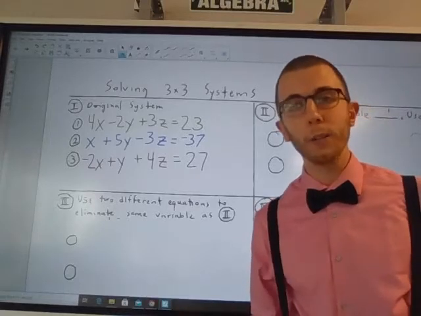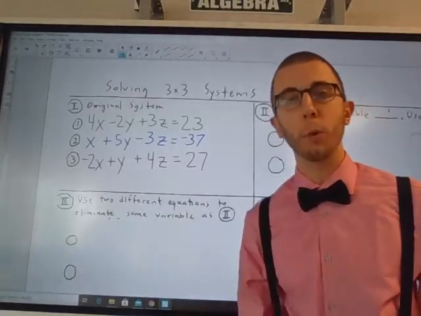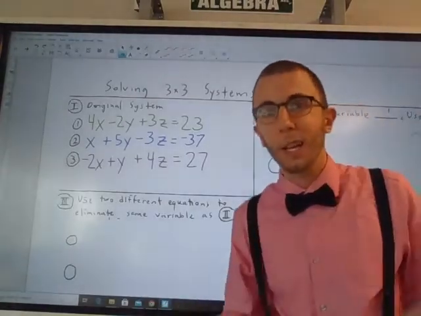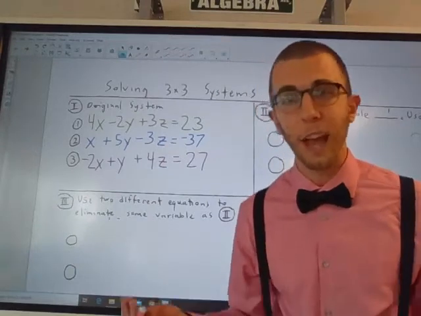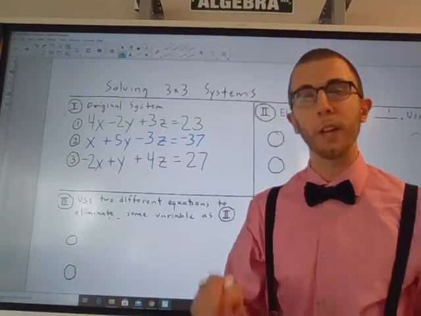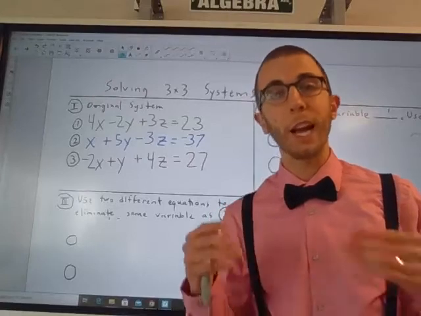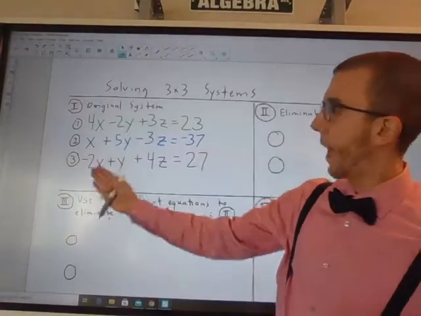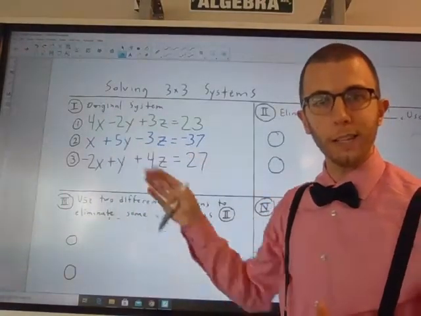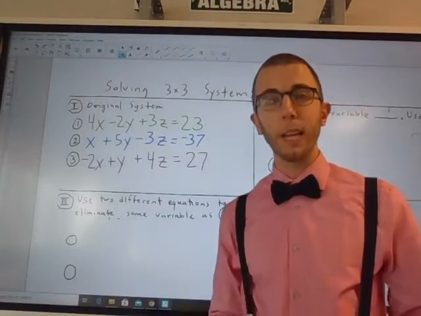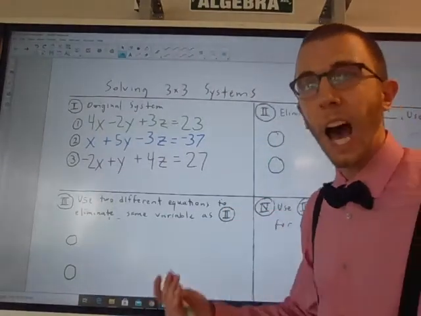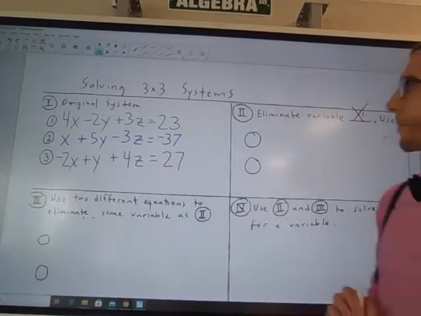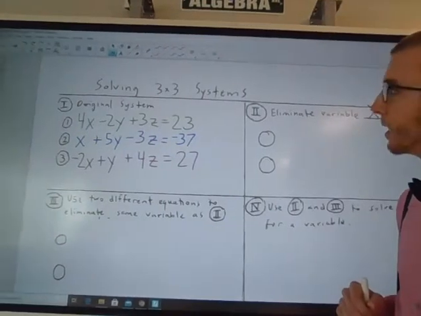And there's no right answer here. You can choose whichever one you want, whichever you're more comfortable with. But make sure you have a reason. Don't just say, I'm going to do Z because Z is the last letter and no one likes it. Okay, that's not fair to Z. Make sure you think about it first, have a good reason and a good idea of why you're doing what you're doing. So for me, the x's jump out at me: 4x, 1x, and negative 2x. Those seem like they would be easier to manipulate to get to be opposites so we can eliminate one. So I'm going to eliminate x.